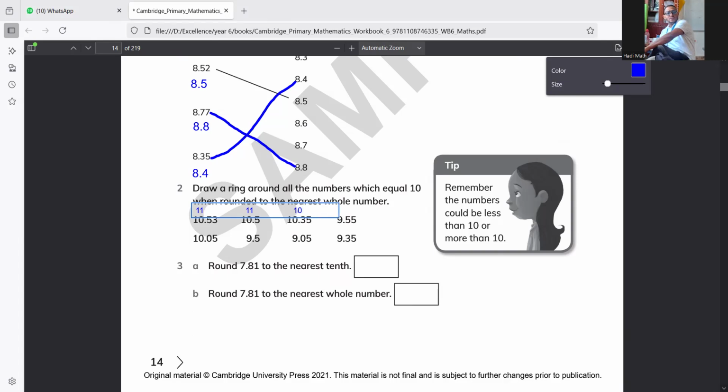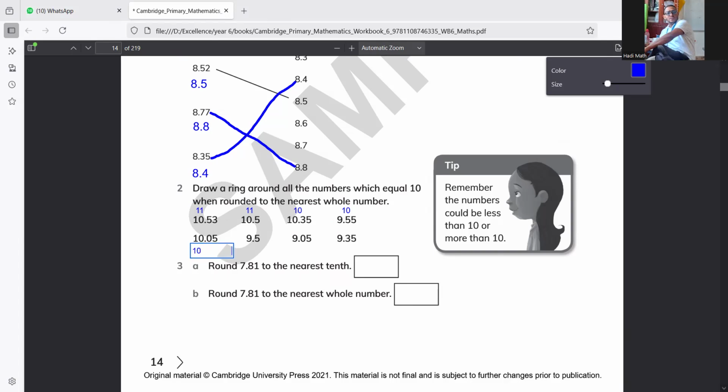This one is 9.55. The whole number is 9. Look on the right of the whole number, you've got 5. Then you're going to what? Add, because 5 and more we add. It's going to be 9 plus 1, which is 10. This number is 10.05. Look on the right of the whole number, which is 10. There is 0. Then 0, you don't add. So it's going to be 10.